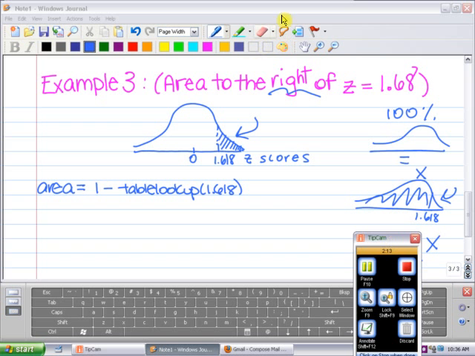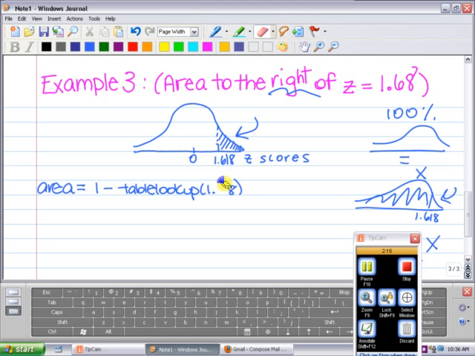Okay, so let's look up in the table 1.68, not 1.618. Oops, so let me rewrite that. 1.68. Okay, so we go down to 1.6, move it over to 8. Looks like it's going to be 0.9535.